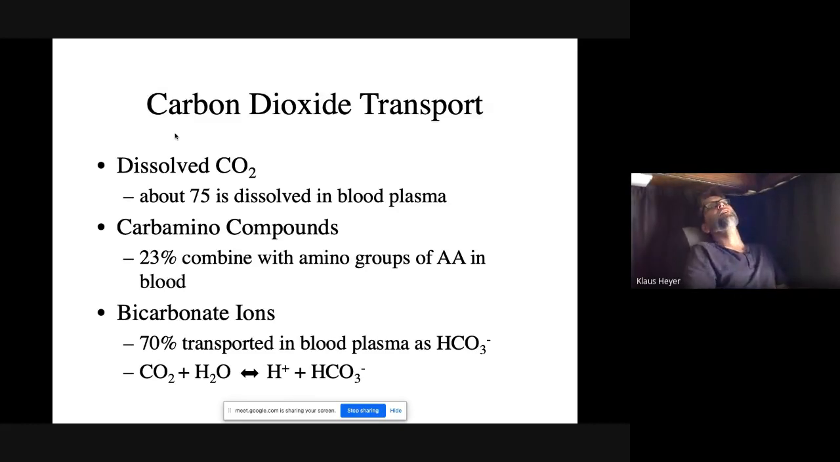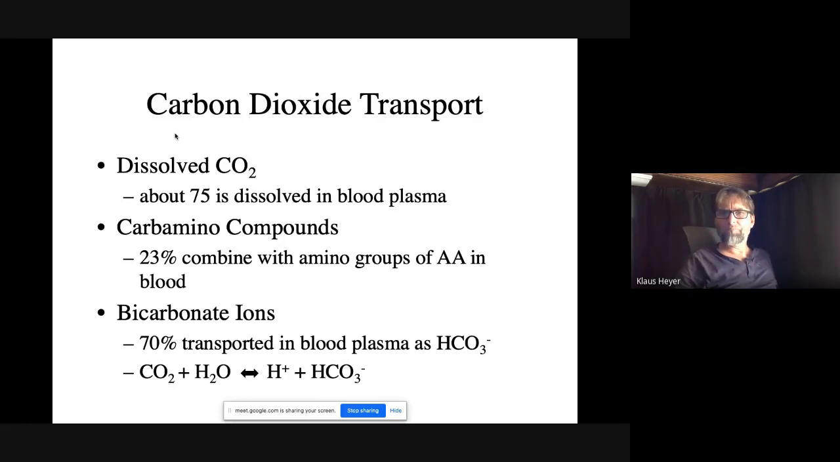But 98% of oxygen uses hemoglobin, like 98.5%. The rest of it will just dissolve in plasma, so it's not really that big of a deal. So really, oxygen uses hemoglobin. Carbon dioxide will not. It has a few different ways, right?